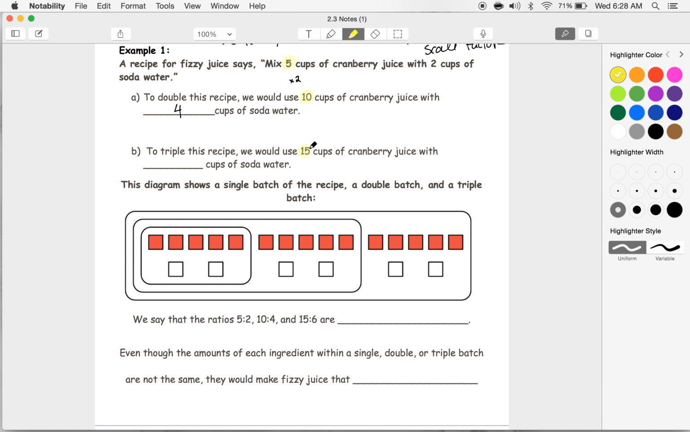All right, so we're going to take a look at this diagram. It's kind of cool how this is put together. This diagram shows a single batch, a double batch, and a triple batch. So we can say that 5 to 2, that's this guy, 10 to 4, and 15 to 6 are equivalent ratios. Okay, even though the amounts of each ingredient within a single, double, or triple batch are not the same, they would make fizzy juice that tastes the same.